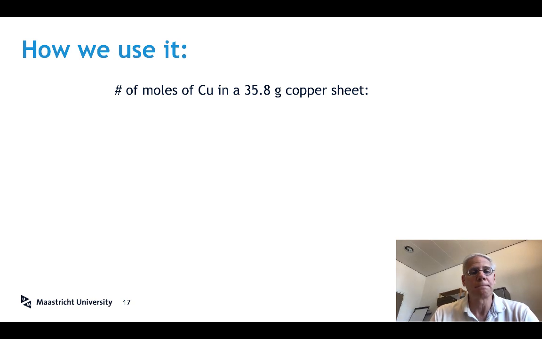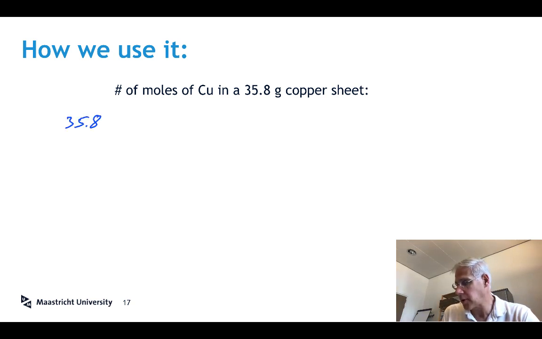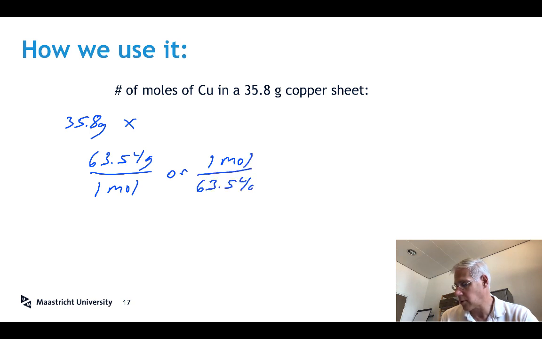So how do we use our molar mass? Let's say we want to find the number of moles of copper in a 35.8 gram copper sheet. Well, we want to write down what we have. So we have 35.8 grams of copper times, and if we look up copper on the periodic table, we see that we have 63.54 grams per 1 mole, or we can say that we have 1 mole per 63.54 grams. Now, we want this calculation to end up as moles, so we want to have moles on the top. We want our grams to cancel, so we want our grams on the bottom. So this is the conversion factor that we're going to want.